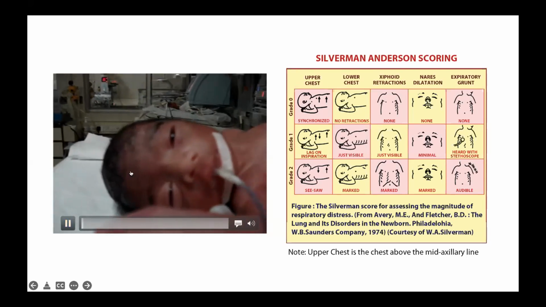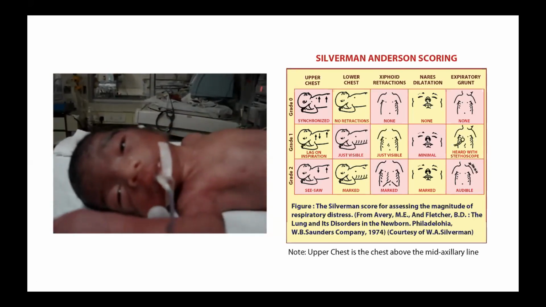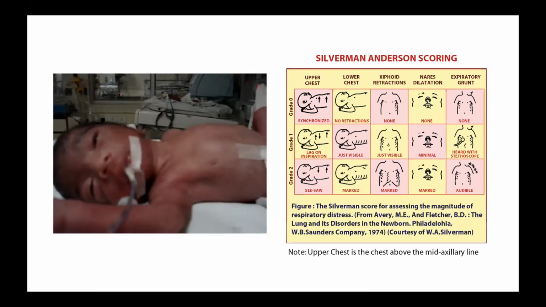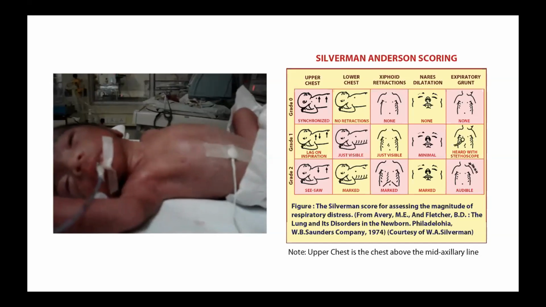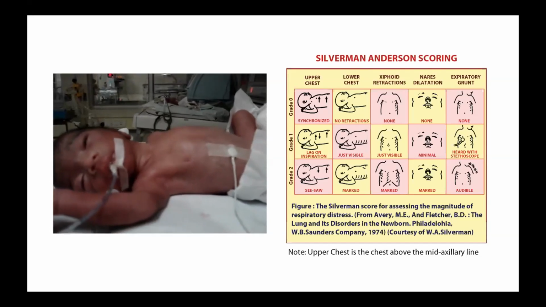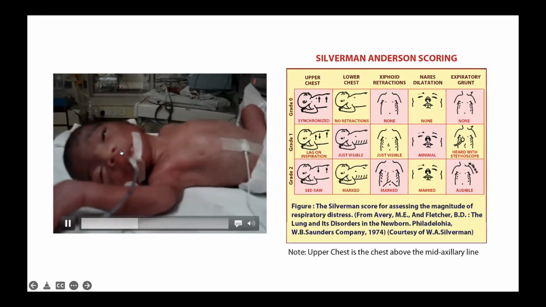In these videos, you can see that this baby has nasal flaring. This baby also has grunt. This baby has upper chest retractions, almost like a seesaw. And you can see that there are some lower chest retractions. There is also xiphisternal retractions. So this baby's score was 7 out of 10.